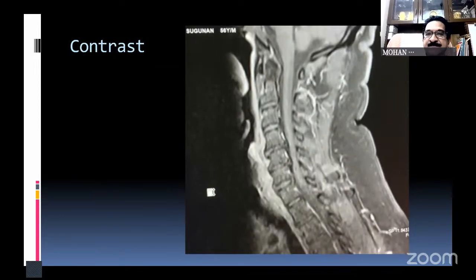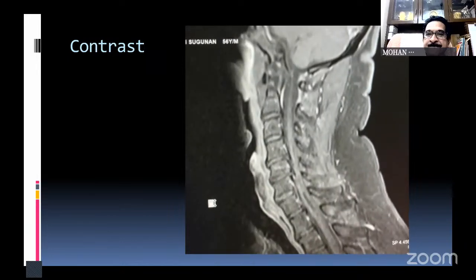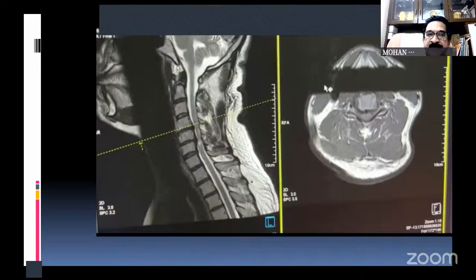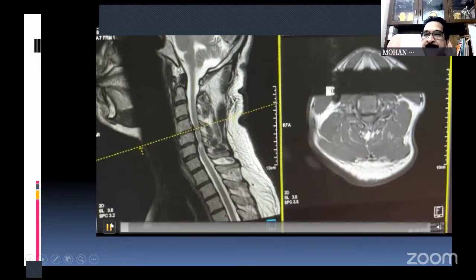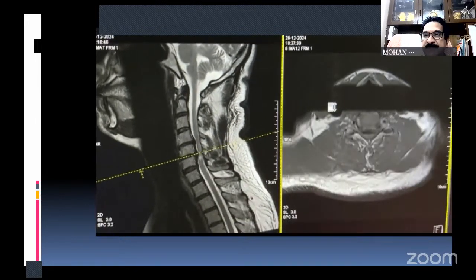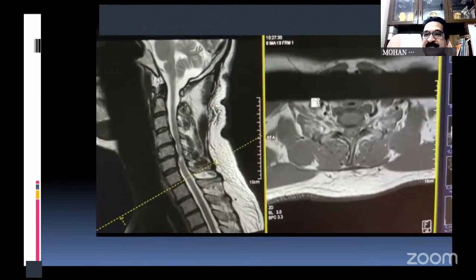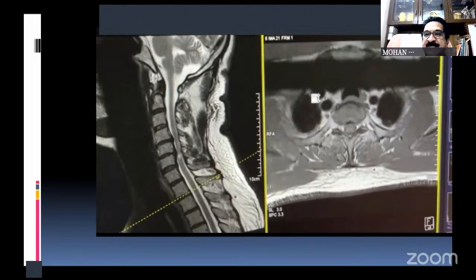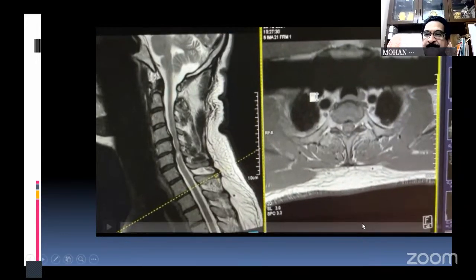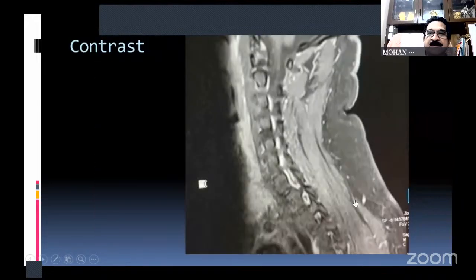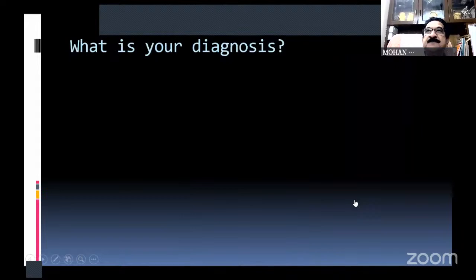This is a contrast study. This is a subtraction. So I'll show that particular T1 weighted. This is the T1 weighted and the corresponding cut. T1 coming below that level of compression. And that is the area where the hypointensity is appearing. That's the area, hypointensity within the cord. So, what do you want to do now?